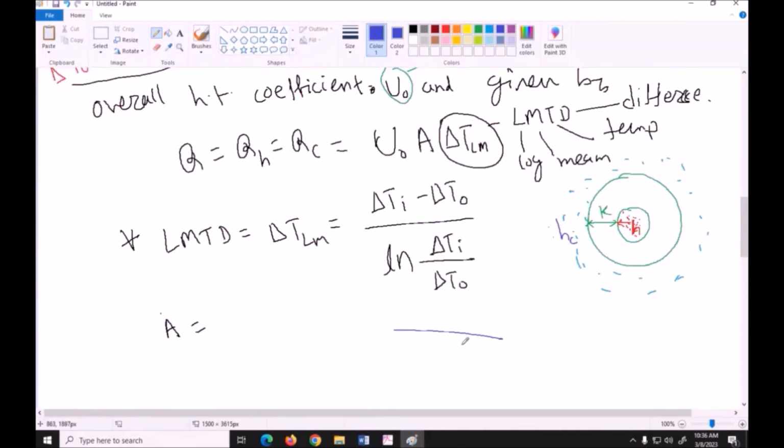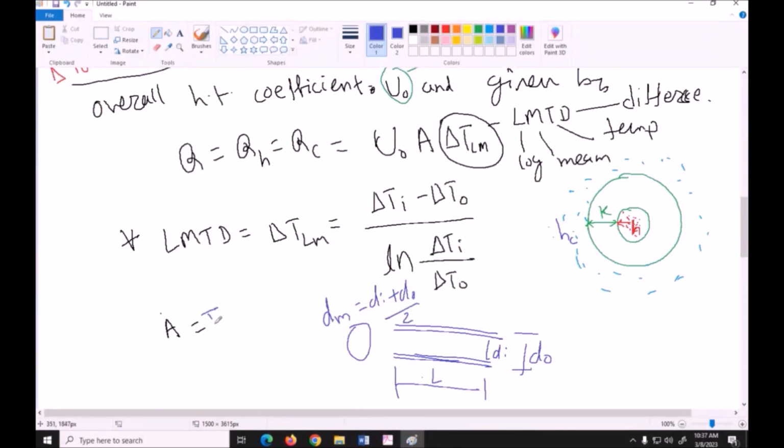Now area. Heat is flowing through this inner tube. The length is given to you, and this is a double pipe tube, so it has d_i and d_o. Which diameter is taken? This is circular, so d_m is taken as d_i plus d_o by 2. So d_m and L are known, and we can find the heat transferring area by pi d_m L, where d_m is the mean diameter of the tube. We know the diameters, we can find the average diameter, and the length is given, so you can find the area.